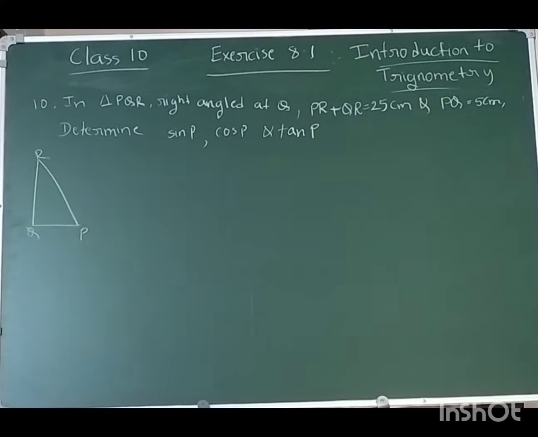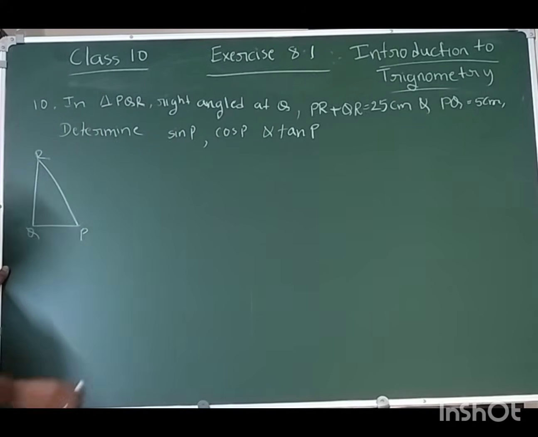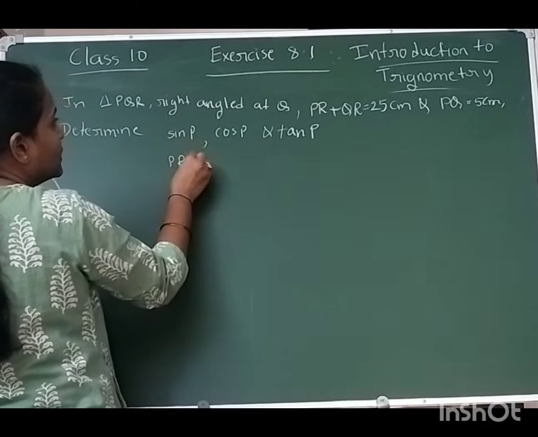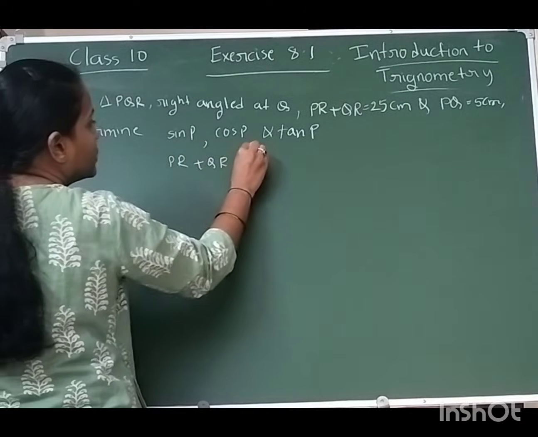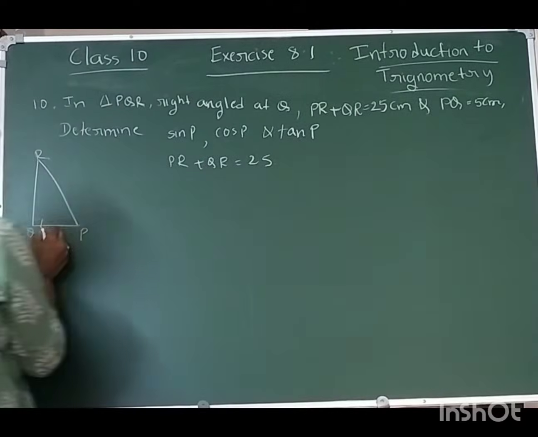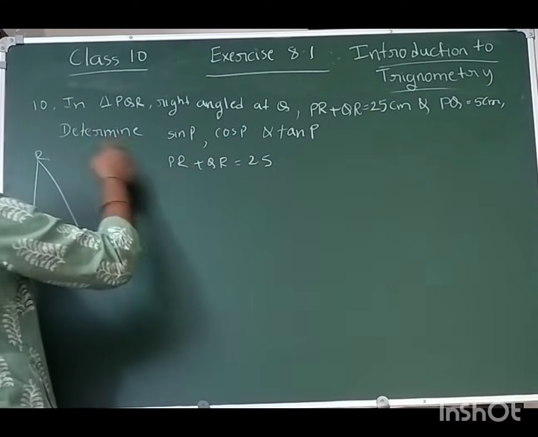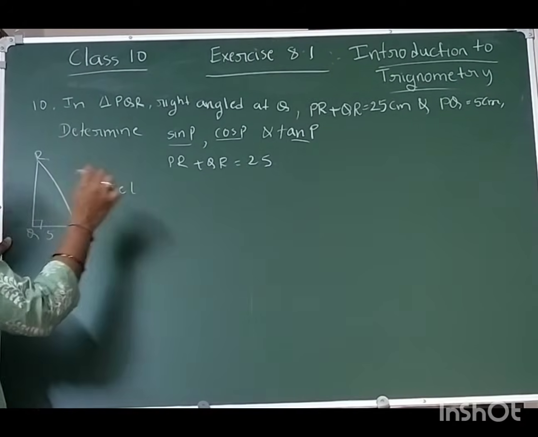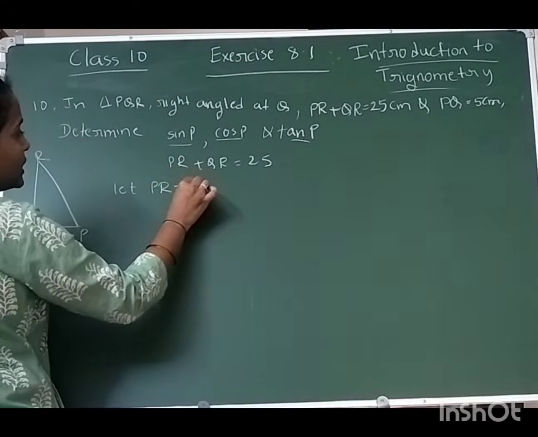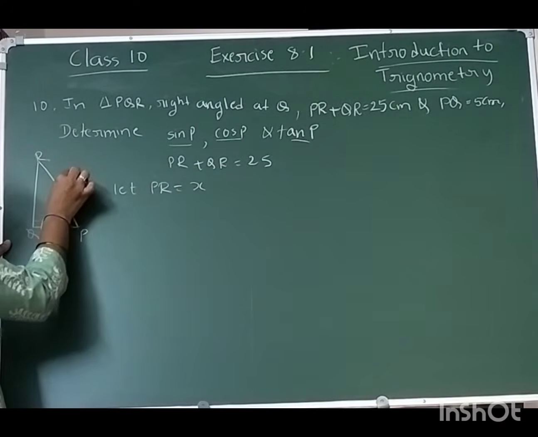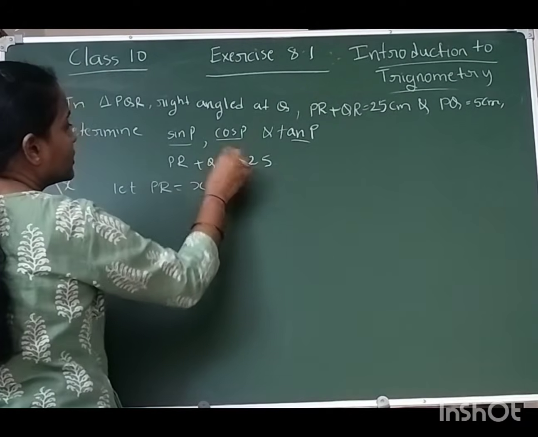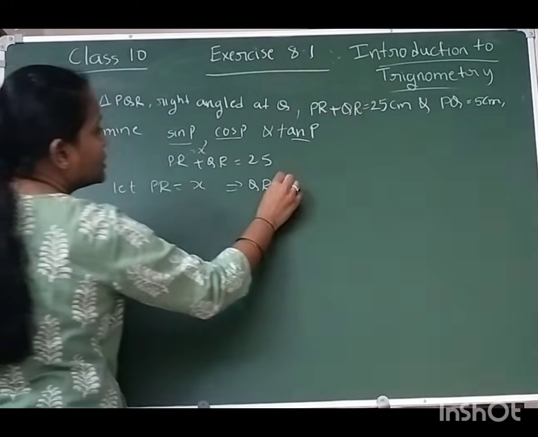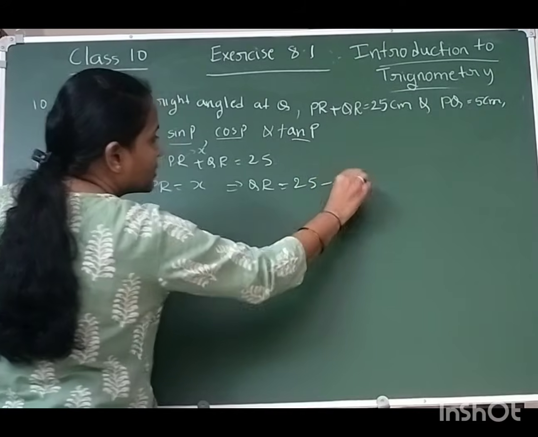Next we'll move to question number 10. In triangle PQR, right angled at Q, PR plus QR is 25 and PQ is 5 centimeter. We have to find out sin P, cos P and tan P. So for this, let us assume that PR, that's the hypotenuse, as x, which implies QR will be 25 minus x.